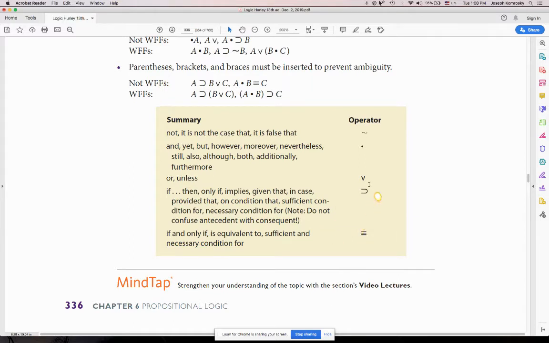So I guess what I'm trying to say is this horseshoe will be a little tricky for some of you, because you might look at some of this language and think it's this symbol, or you might look at this language and think it's that symbol. So get straight on these two.